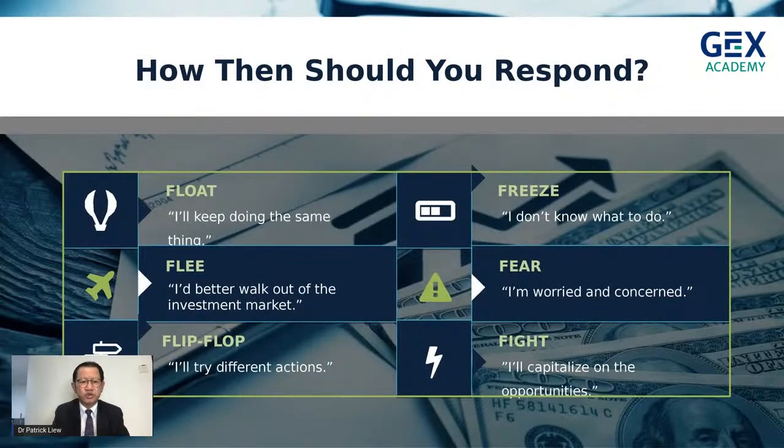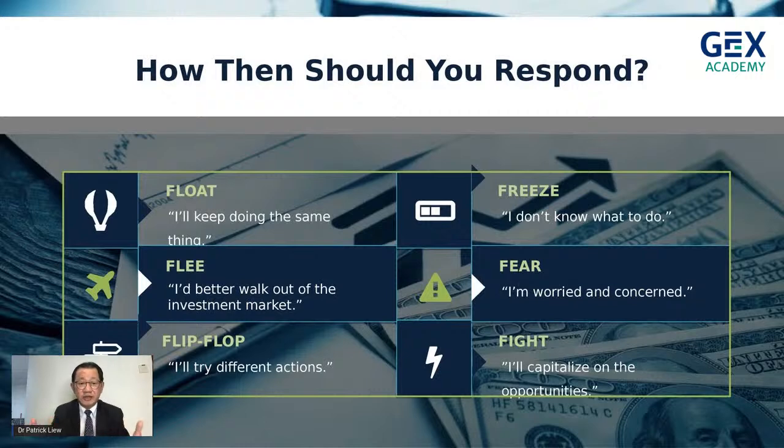Now, how then should you respond? In my survey, I found that usually people respond in 6 different ways. There are people who float around. They keep doing the same thing. And we know that if you keep doing the same thing, you will always get the same results. You walk along the same road, you'll reach the same destination.